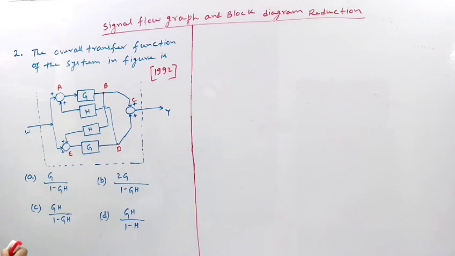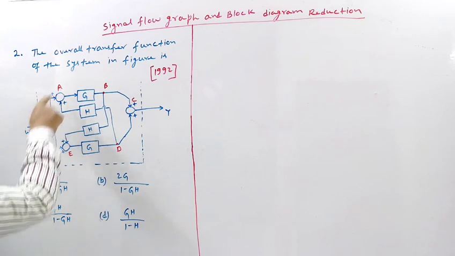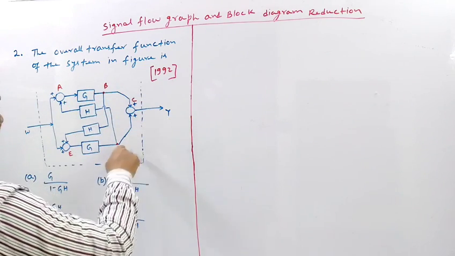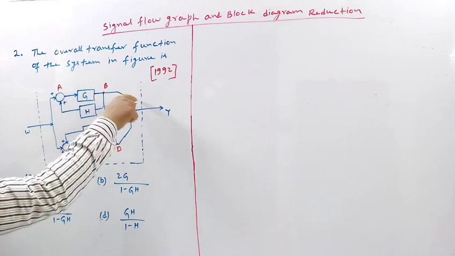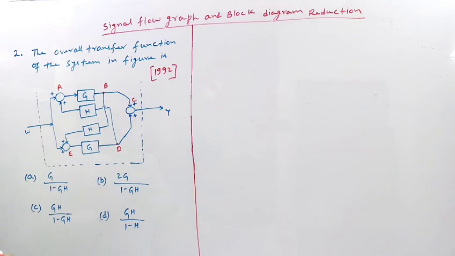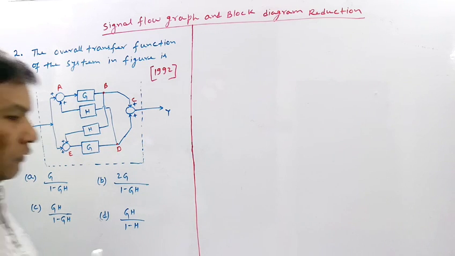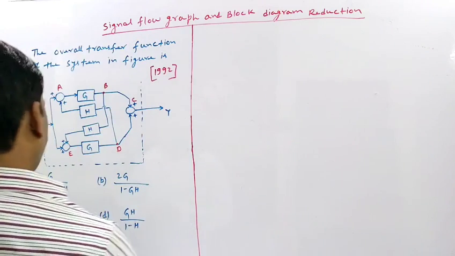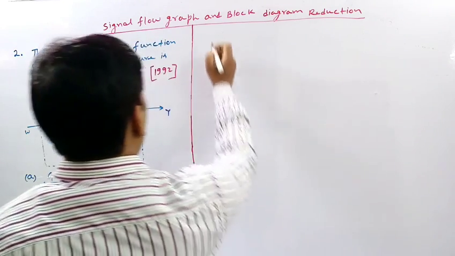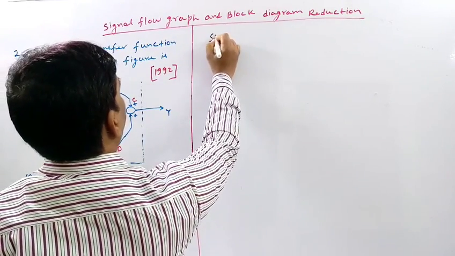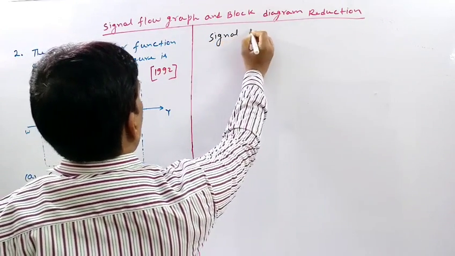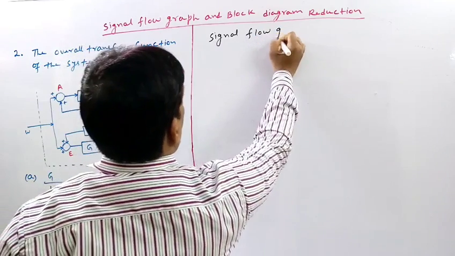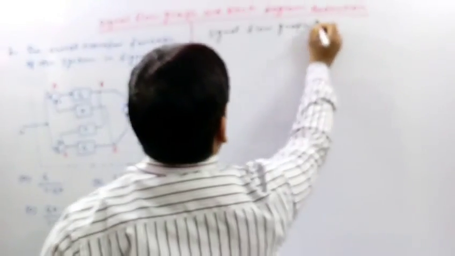Now we can draw the signal flow graph. So how many points are there? W, A, B, C, Y, D, E. So 1, 2, 3, 4, 5, 6, 7. So there are 7 points. Okay, so let us draw the signal flow graph.